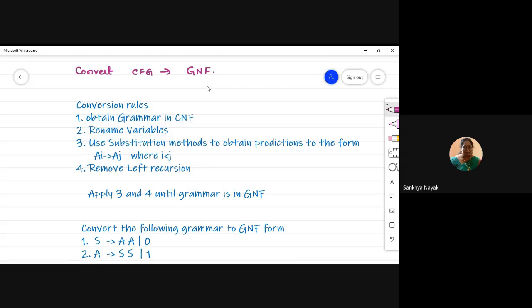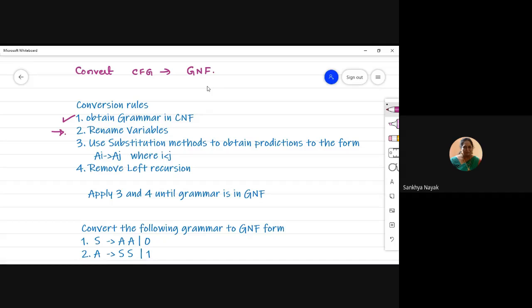So the rules that we have to follow when we make the conversion: first, convert the given grammar into its equivalent CNF, Chomsky normal form. We have solved some problems on that, so you should be familiar with that, where you remove epsilon productions, remove unit productions, simplify the grammar, etc., and then you get it into Chomsky normal form. The second step is we'll rename the variables. This is an optional step, but we do rename the variables to ease our next two steps.